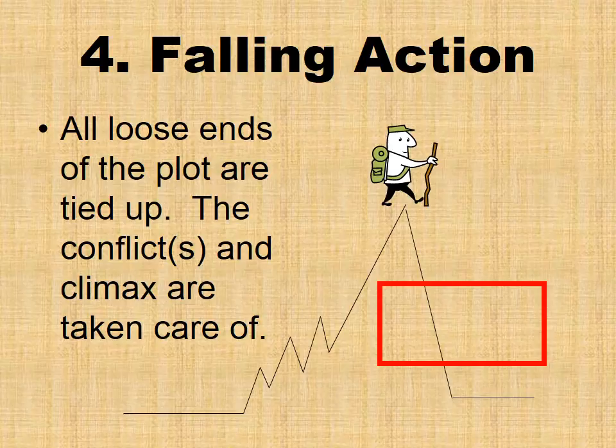All loose ends of the plot are tied up. Hence, after she finds out the wolf was in grandmother's bed, she tries to cut his tail off in some of the stories that we've read. Nonetheless, this is when the character starts to change, physically, mentally, emotionally. The plot begins to come to an end as the loose ends are tied up.